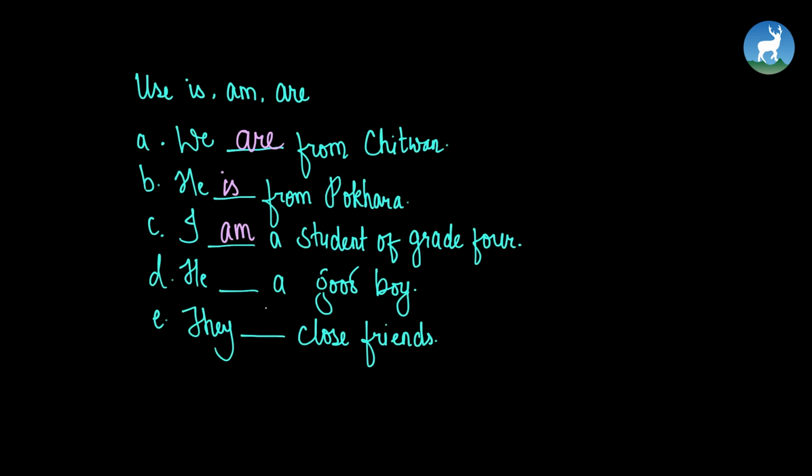What's in number D? It's asking, he dash a good boy. Again, of course, we'll be using is for he. They. What kind of pronoun is they? They is a plural pronoun. So, for plural pronouns, we use are. Alright, I hope you learned something about the use of is, am, and are.